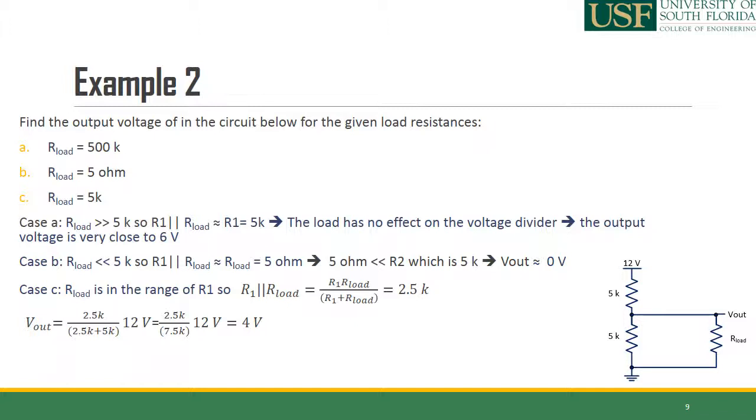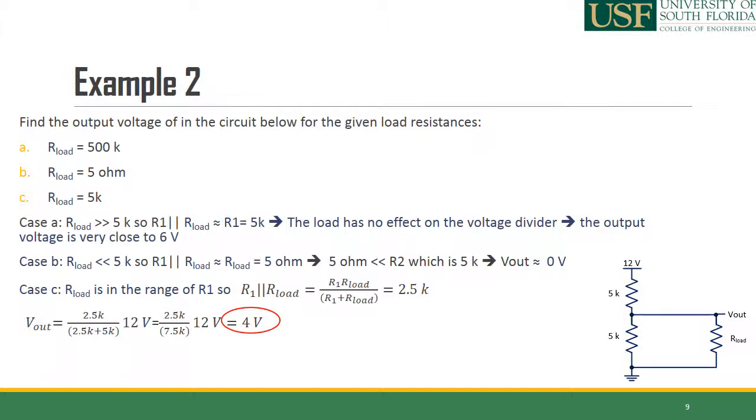Therefore, V out would be equal to 2.5K, as the equivalent of R1 in parallel with R load, divided by 2.5K plus 5K, the total resistance, times 12 volt. It gives us 4 volt as the output.